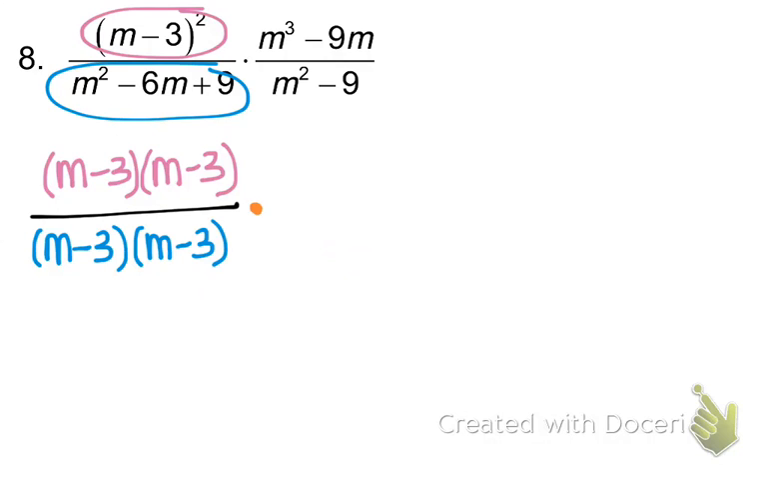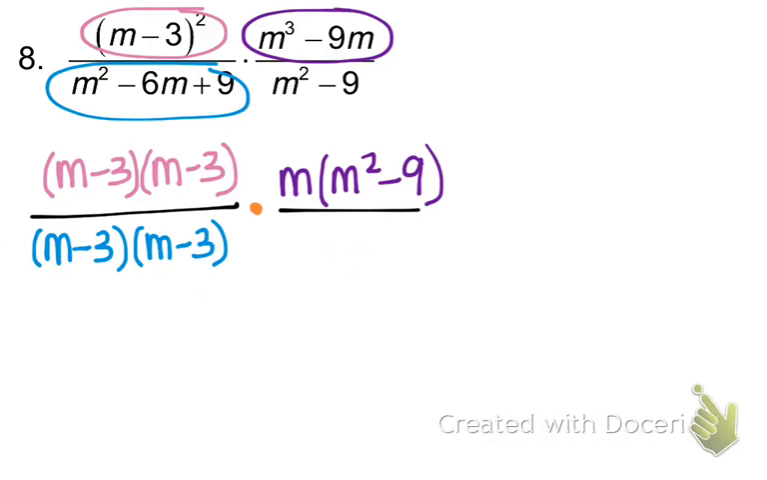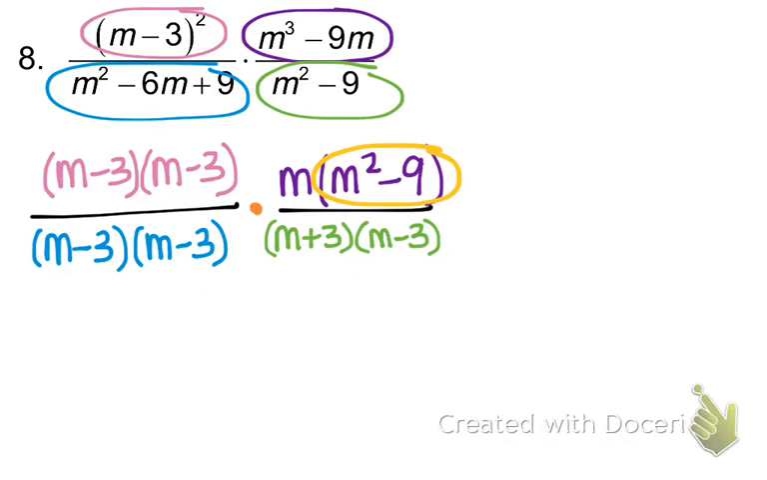The first thing about the next numerator is we can factor out a greatest common factor of m, and we're left with m squared minus 9. Our denominator, m squared minus 9, is a difference of two squares, which factors to m plus 3, m minus 3. So it seems like we're okay to cancel, but if we notice, we still have m squared minus 9. This is not completely factored and can actually be factored again using that difference of two squares factor pattern.